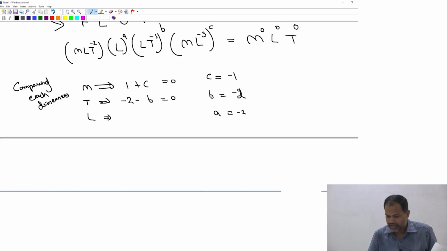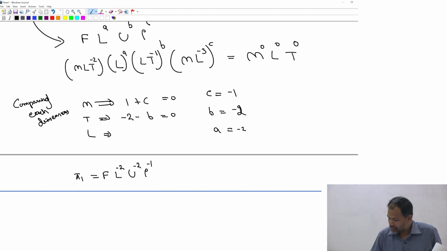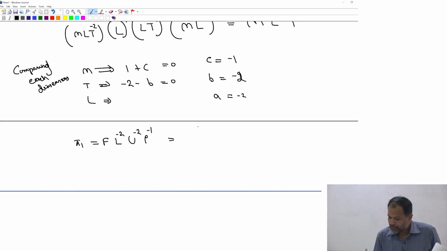So that means we have calculated pi 1 as F L to the power minus 2, U to the power minus 2, rho to the power minus 1. That's basically F divided by rho U square L square. That's one of the non-dimensional parameters that we have gotten. We'll do the rest tomorrow.